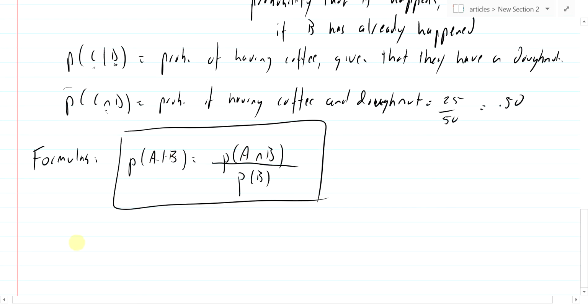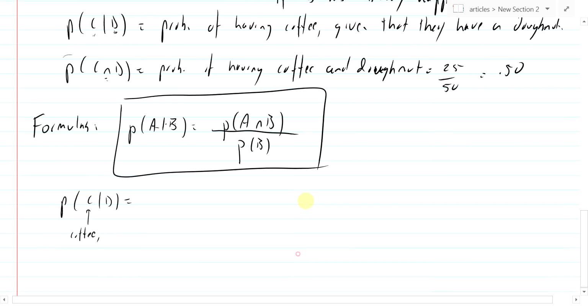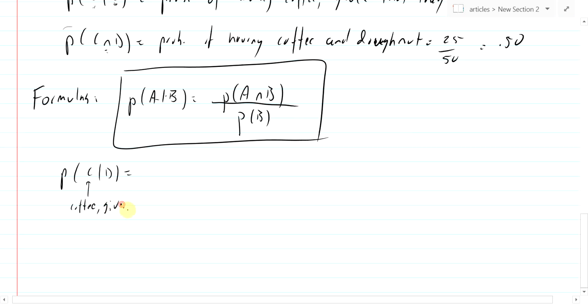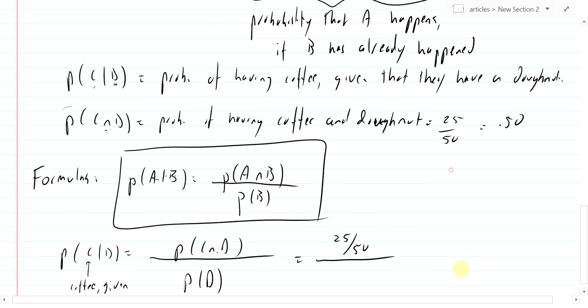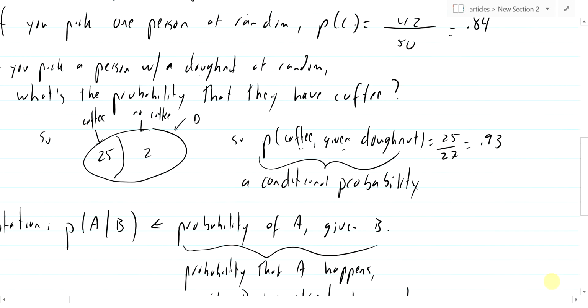So for us, the probability of C given D, the probability that they have coffee given that we know they have a donut, is the probability of C intersection D over the probability of D. So the probability of having coffee and a donut, which is 25 out of 50, over the probability that they have a donut. And what's the probability that they have a donut?